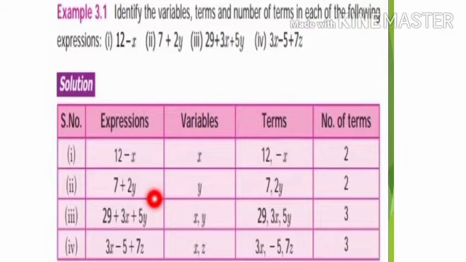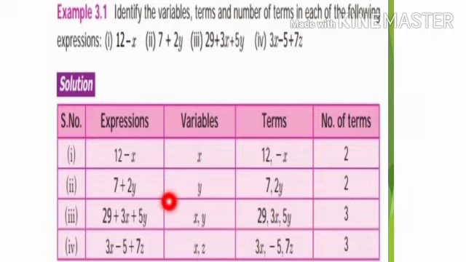And in the next algebraic expression, 29 plus 3x plus 5y. Here x and y are the two letters. So x and y are the variables in this algebraic expression. And here what about the terms? 29 plus 3x plus 5y is obtained by adding three parts, 29, 3x and 5y. Here 29, 3x and 5y are known as terms. And how many terms are there? 1, 2, 3. 3 terms are there.